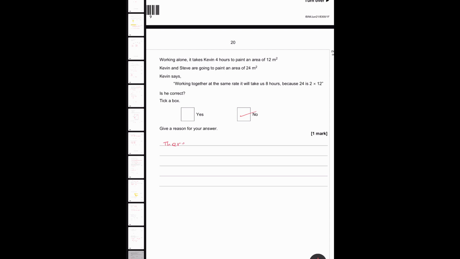However, Kevin is having help from Steve, which means it won't take him as long to do as they think. It'll take them half the time. So it'll still only take 4 hours. Therefore, Kevin is wrong because it would take him 8 hours without help.